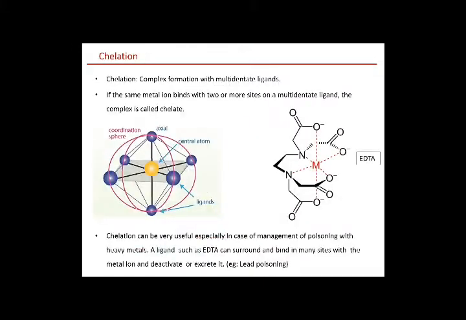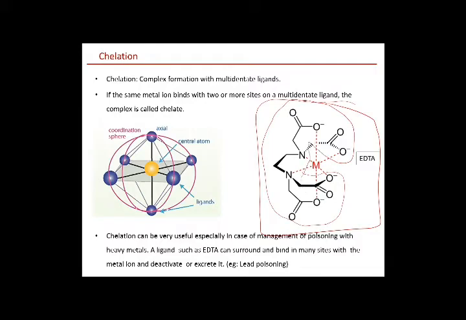Now, let's return to this compound, which was EDTA. EDTA is the ligand, a large molecule that has 6 binding sites that can form a complex with metals. Usually, a complex like this is called a chelate. A chelate is a complex that is formed between a metal ion and a multidentate ligand.